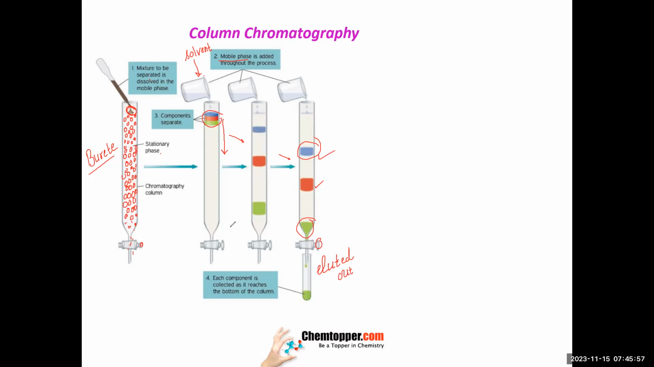So what is the stationary phase here? The column, the chromatographic column. Column is packed solid material. It's not a paper now, it's a column, packed column in a burette. We are clear about it?